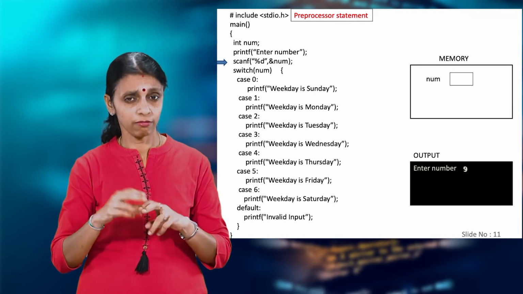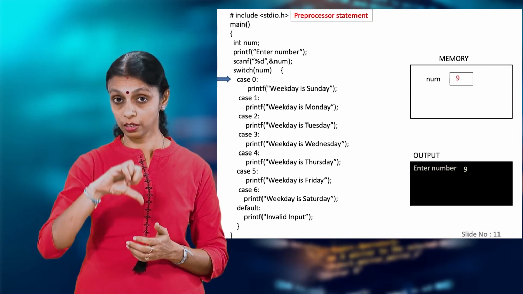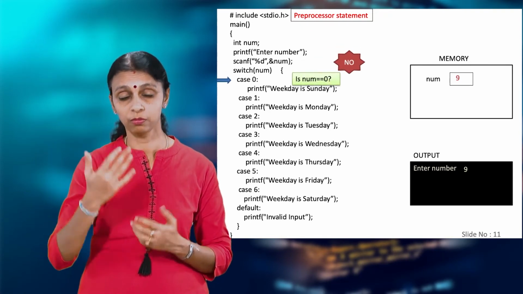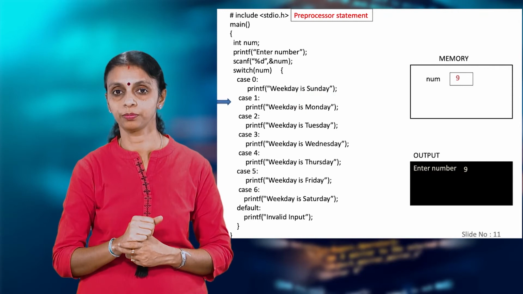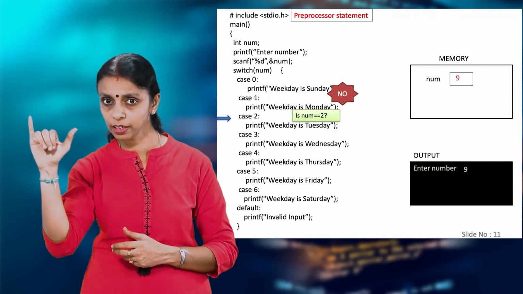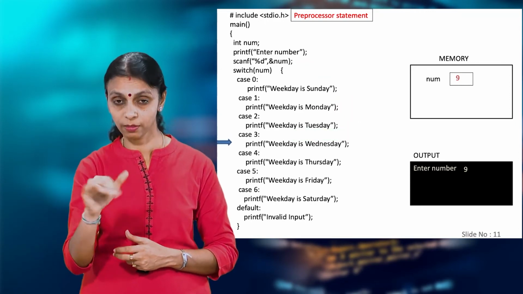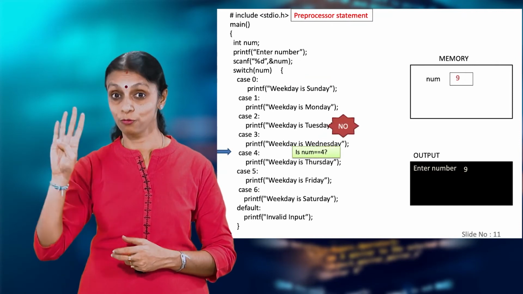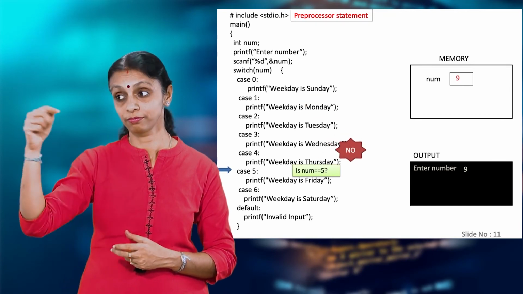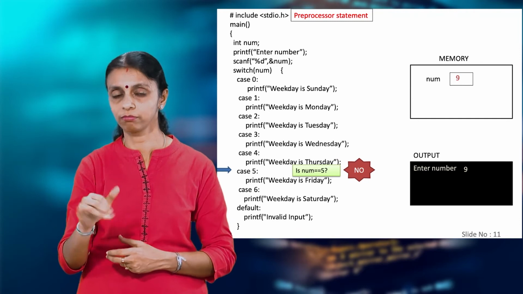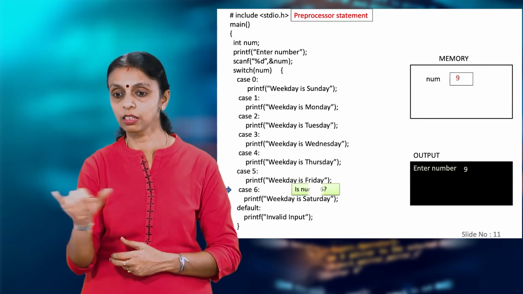So, what will happen if the user inputs 9? 9 is compared with 0. No, it's not a match. Then it is compared with 1. No. Then it is compared with 2. Not a match. Then 3. No. Then 9 is compared with 4. No, it's not equal. Then with 5. Again, not equal. Then with 6, which is also not equal.